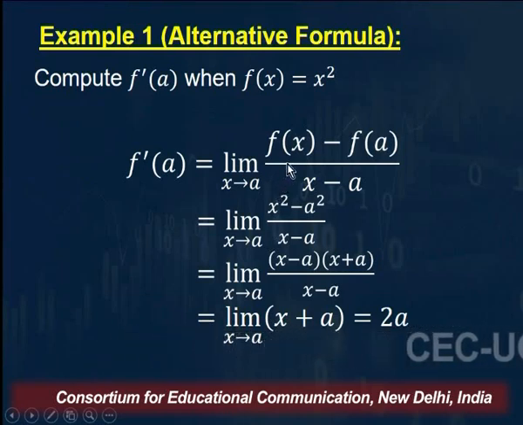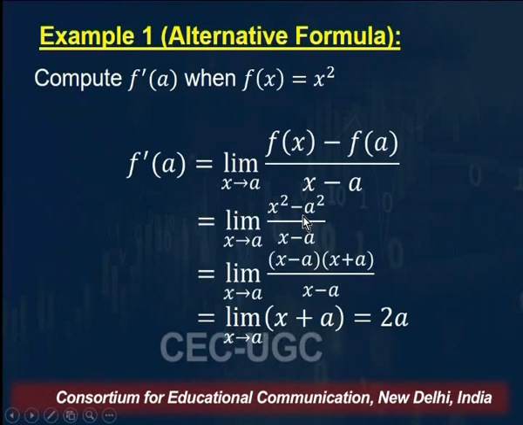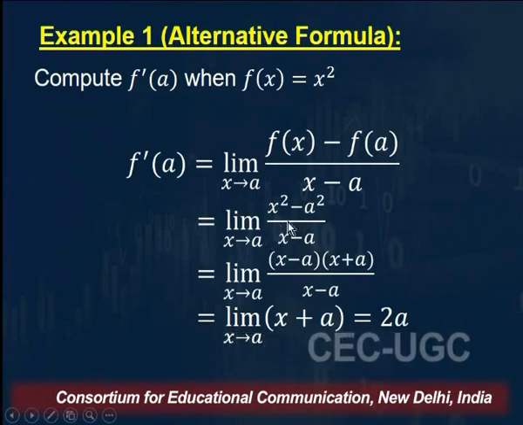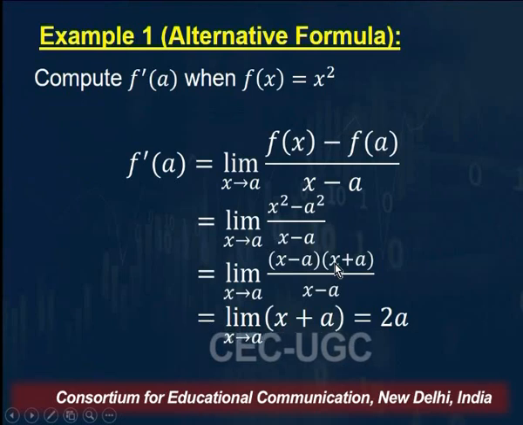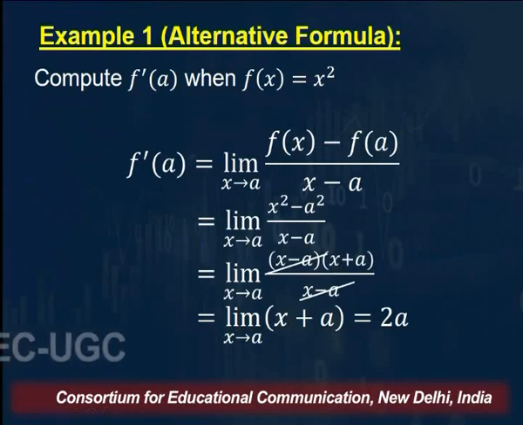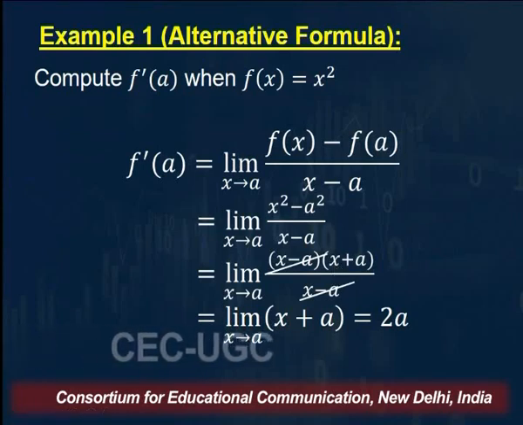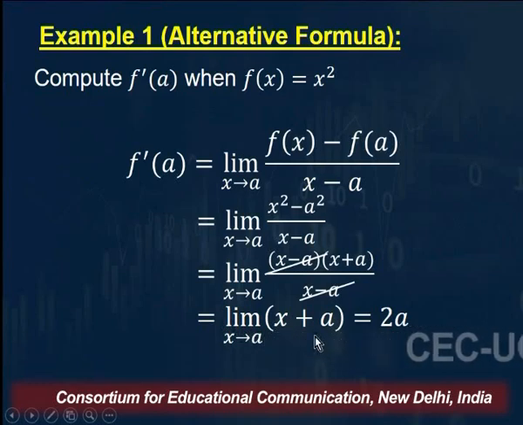Now f of x is what? f of x is x squared. I'm just substituting for these terms. f of a is a squared. So I have the limit of x squared minus a squared divided by x minus a. Now x squared minus a squared can be written as x minus a into x plus a. So we can easily cancel out the x minus a in the numerator and the denominator to get the limit as x tends to a of x plus a.